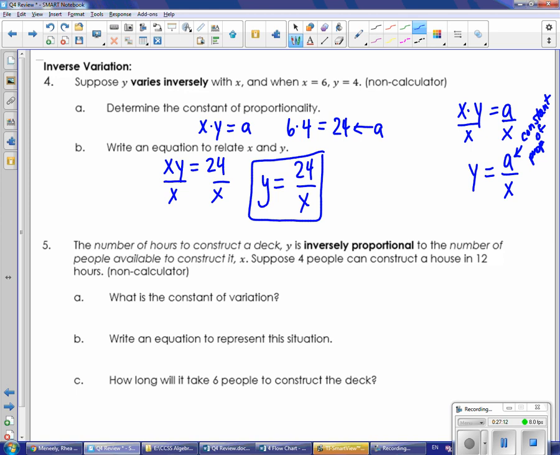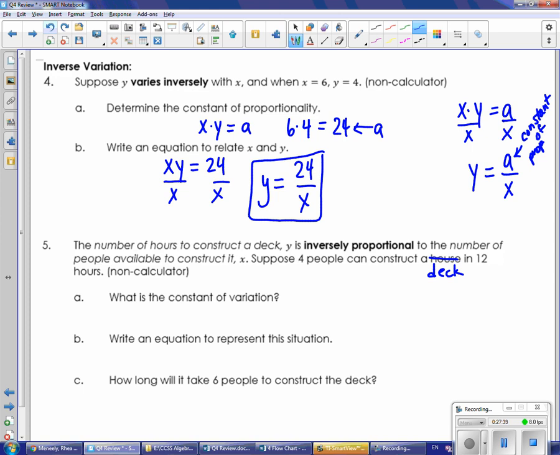So there's a relationship there, though. So if it takes 4 people that can construct, this should say a deck, not a house. Sorry, whoops. Okay, so if it takes 4 people 12 hours to construct a deck, let's think about what the constant of variation or the constant of proportionality is. They mean the same thing.